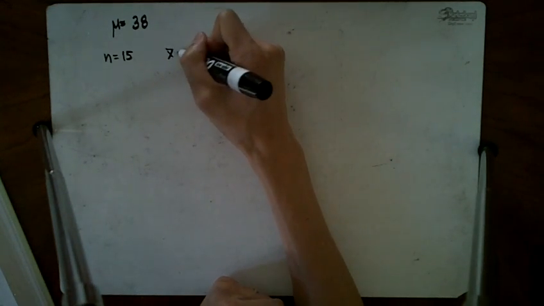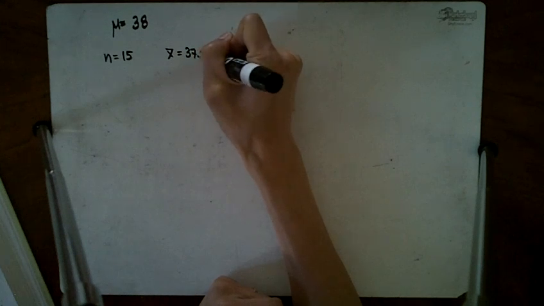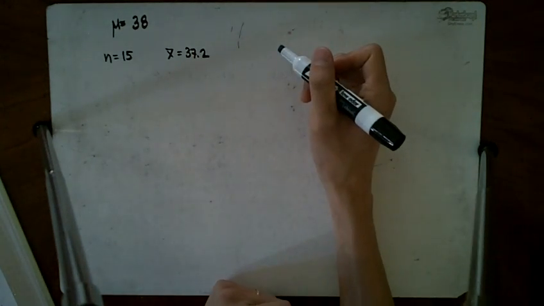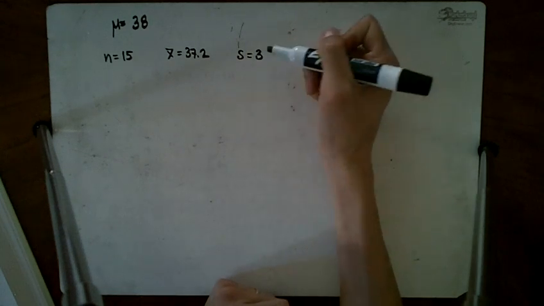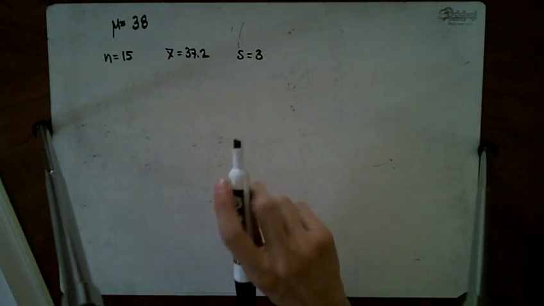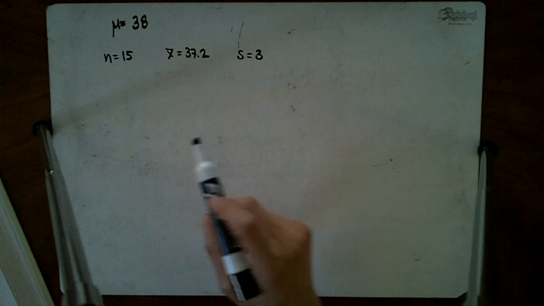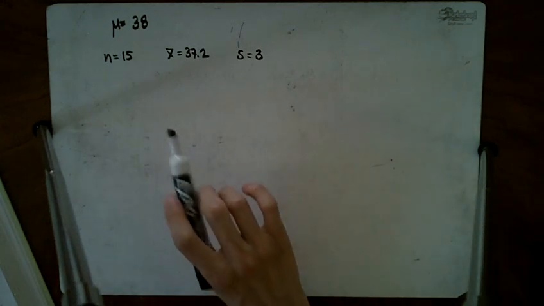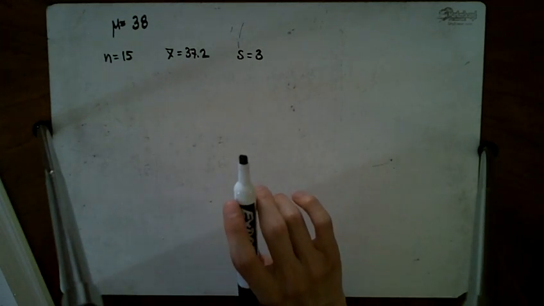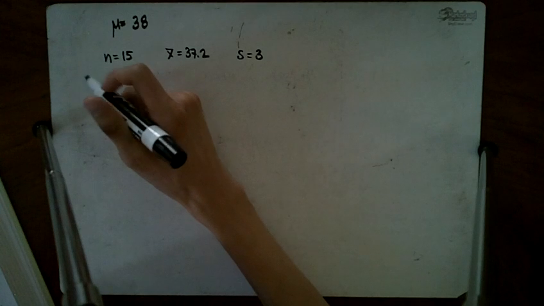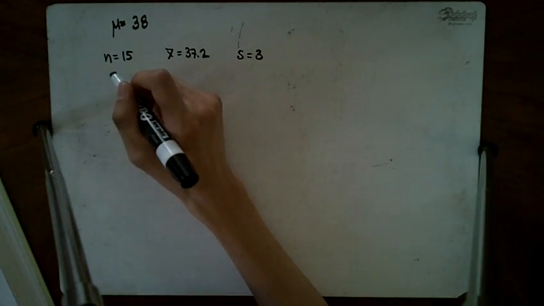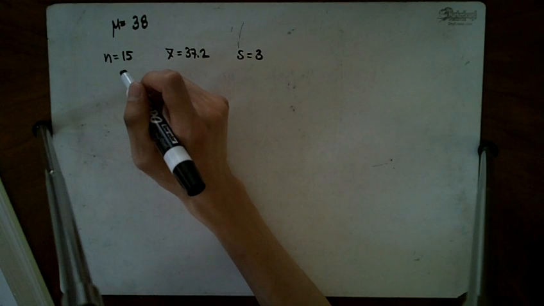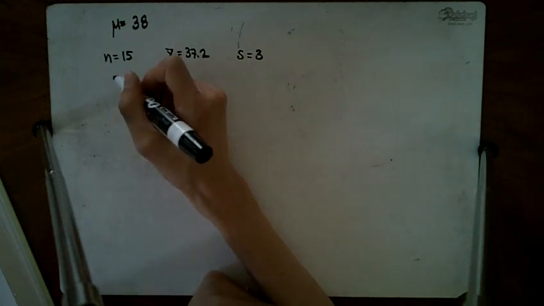The sample mean was 37.2 inches, so that's my x bar, and my sample standard deviation, that's my s, was 3 inches. Please make sure that when you read a problem, you can identify each of the variables and be able to assign them to the numbers. Part A says determine whether the population mean is significantly different for non-US boys than it is for US boys.